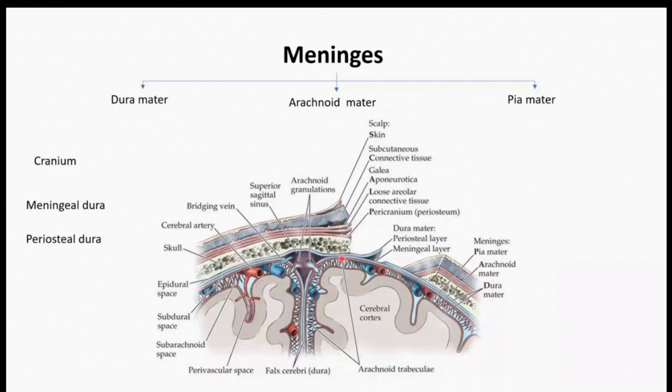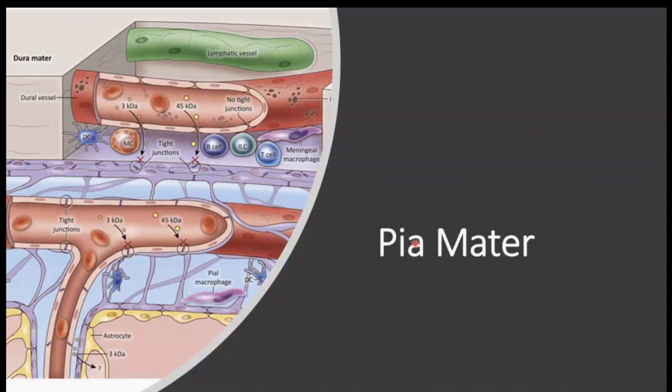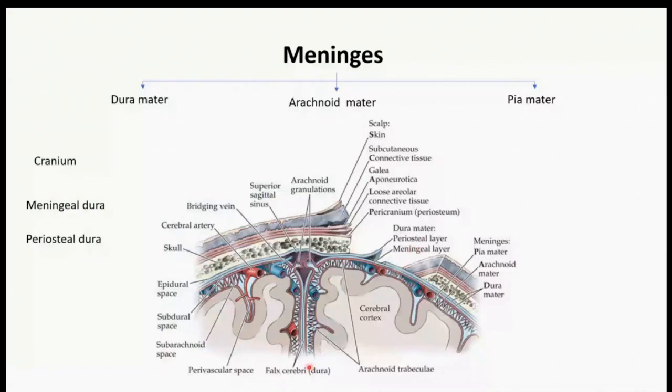The second, let's go back. So the second layer is the arachnoid. It's the one in red. And the main characteristic of this one is that the blood vessels that supply the brain and the veins that drain the brain run in this subarachnoid space, except when these veins cross the dura to drain into the sinuses. And this is what we call the bridging veins.